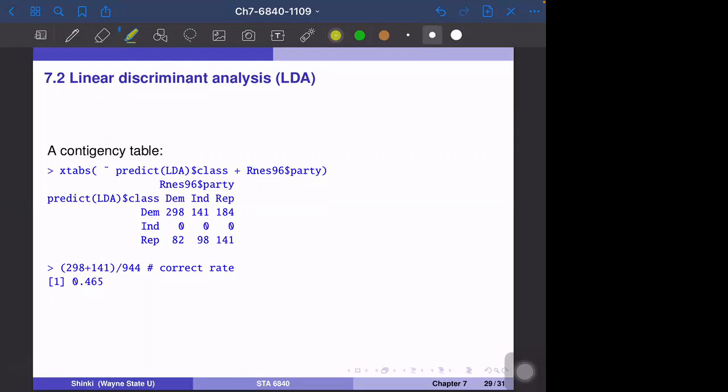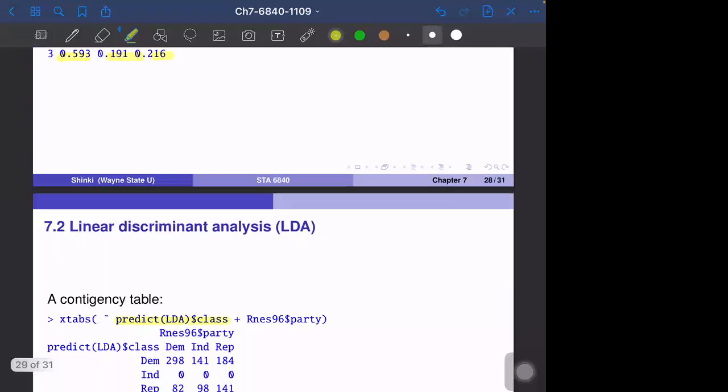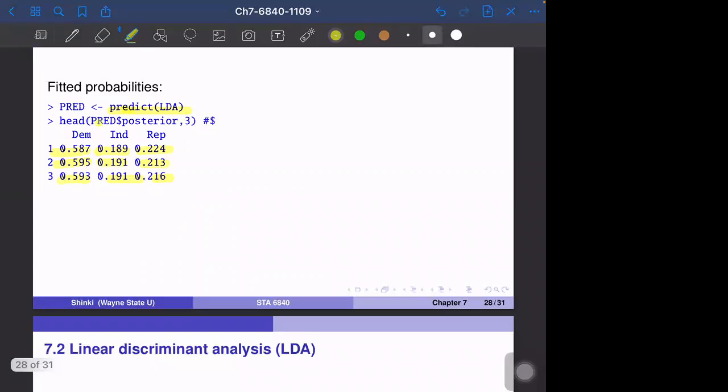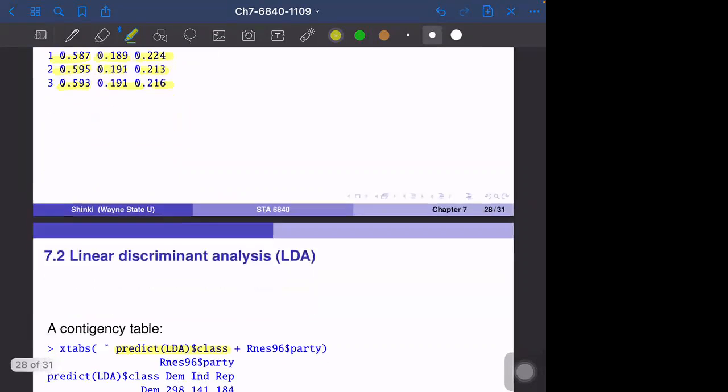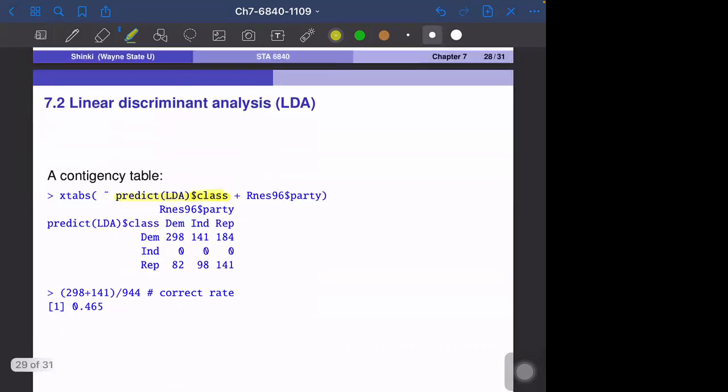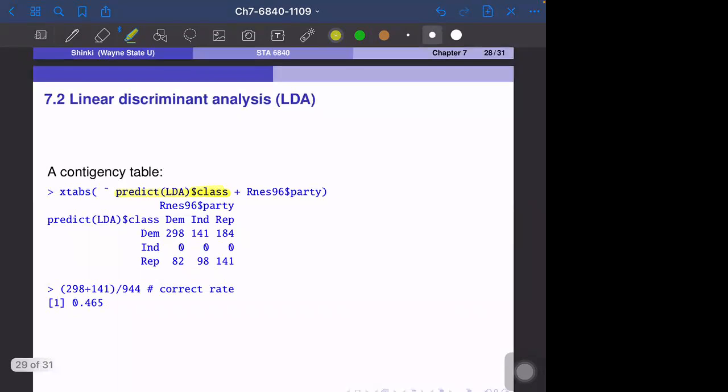And with the contingency table, we can get the predicted class. So predict LDA, class. Previously for the probability, we used the predict function, and the first object was the posterior. And here we use the class object. And this is the summarized table.